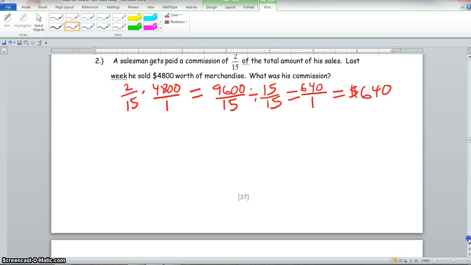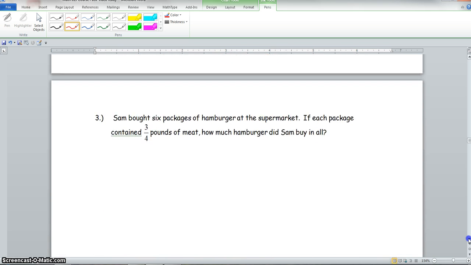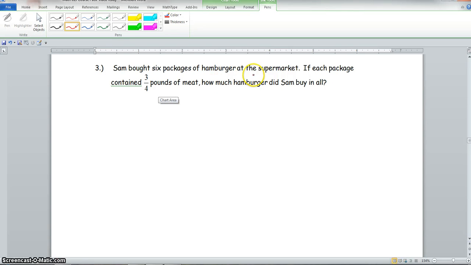Now we scroll down here. It says Sam bought 6 packages of hamburger at the supermarket. If each package contained 3/4 pounds of meat, how much hamburger did Sam buy in all? So he bought 6 packages of hamburger, and each package contained 3/4 pounds of meat. So what we would have to do is take 6 times 3/4.